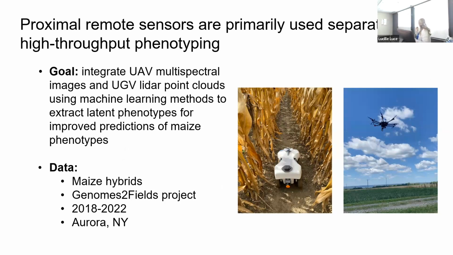And we aim to do this by using machine learning methods to extract latent phenotypes. And these latent phenotypes will be used to then predict phenotypes of interest, such as grain yield. So we're doing this for the data collected through the Genomes to Fields project, which collects data for maize hybrids up at Musgrave Research Farm in Aurora. And we have rover and drone data collected over the past 5 years.